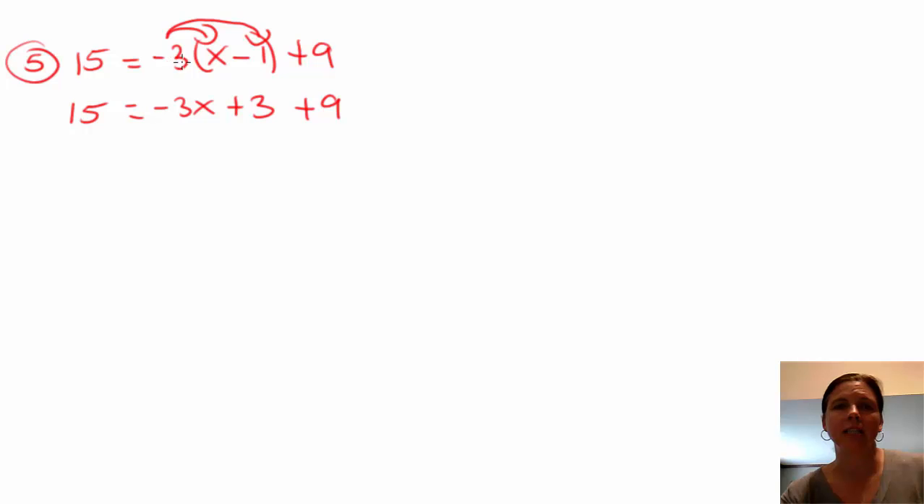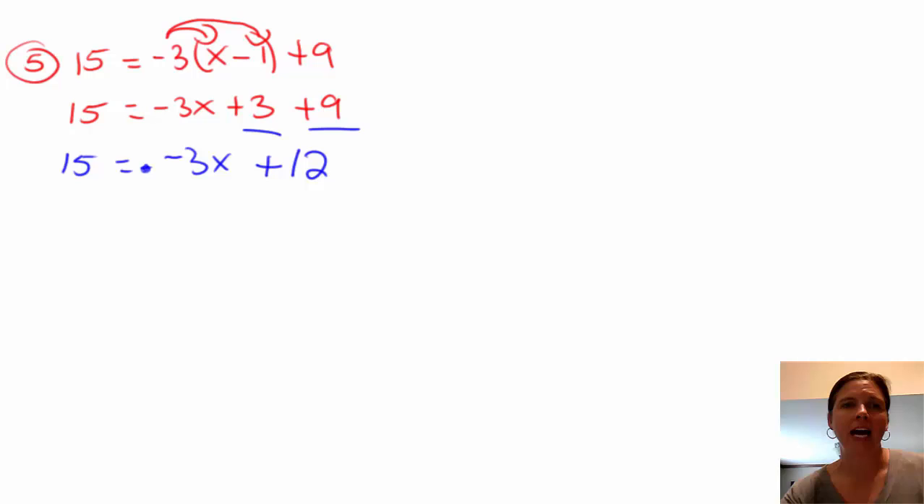This negative 3 is not being multiplied by the 9. It's not inside the parentheses. Now we still have to combine our 3 and our 9. So we have 15 equals negative 3x plus 12.